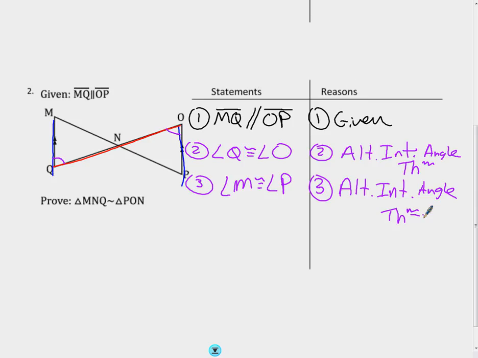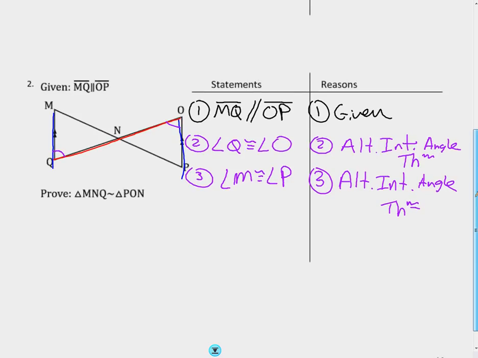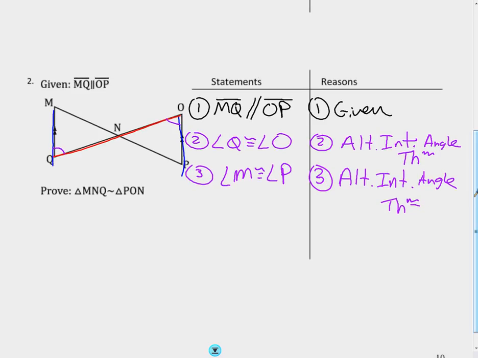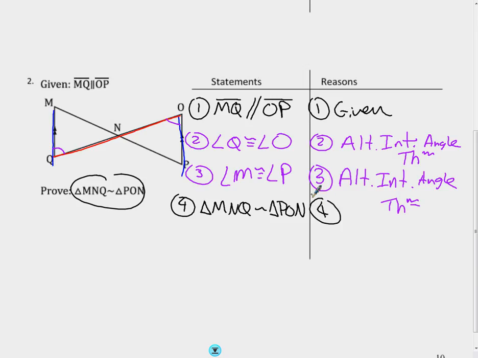Am I done? No, I got to finish up with what I was trying to prove. My last statement says this triangle is similar to this triangle. So in step 4, MNQ is similar to PON. And what postulate did I use? Angle, angle. If you did alternate interior and vertical, it would still work. Yeah. So if you did that, Caitlin, you're fine.